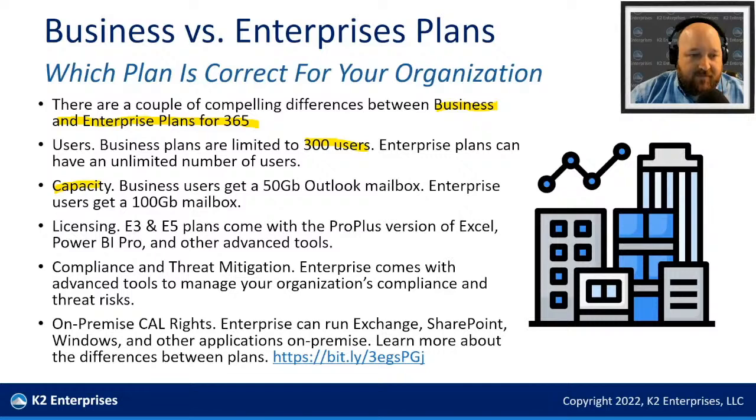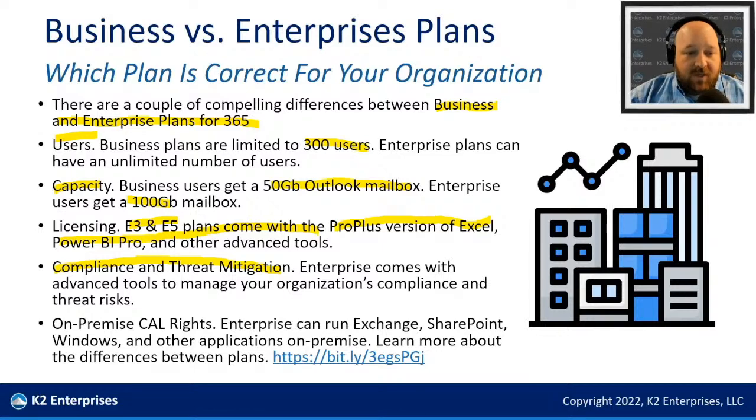Okay, on the capacity side of this, business users get a 50 gigabyte Outlook inbox. Enterprise users get a 100 gig Outlook inbox. On the licensing side, E3 and E5 come with the Pro Plus, which is the more premium version of Excel. They also include Power BI Pro and other advanced tools. The enterprise plans also have compliance and threat mitigation, so enterprise management of your staff and their devices. If you've got a bunch of people working remote, you're going to want to have oversight on those devices, be able to manage them, configure them, lock them out, change the password in the event they're lost or stolen. You're going to get those advanced security characteristics with the enterprise plan.